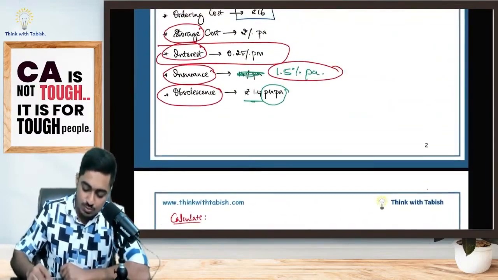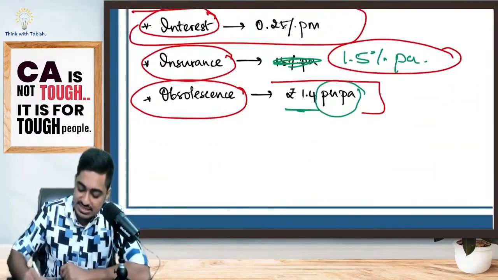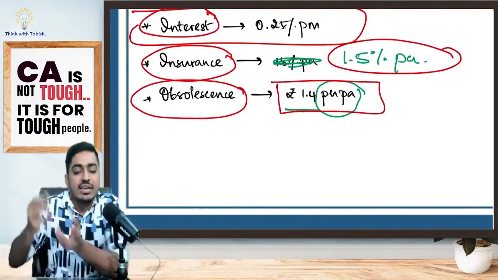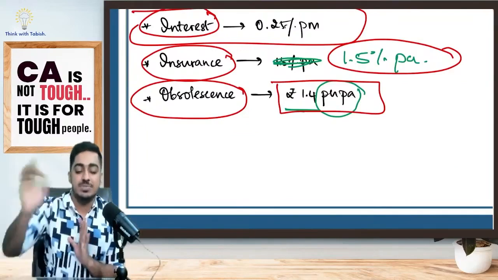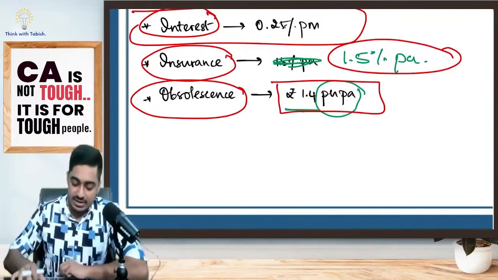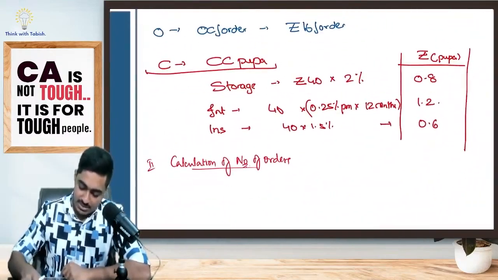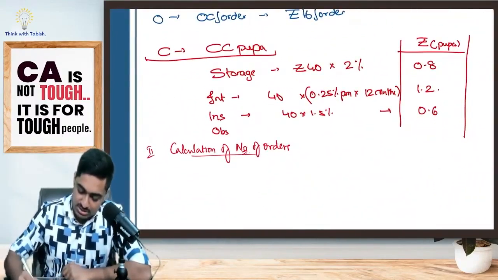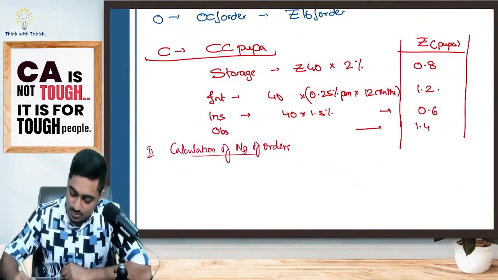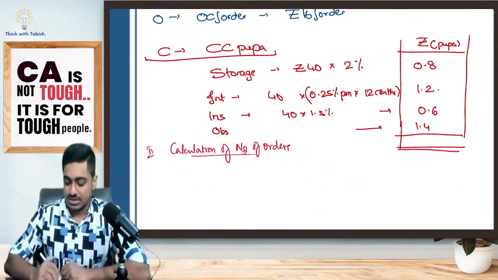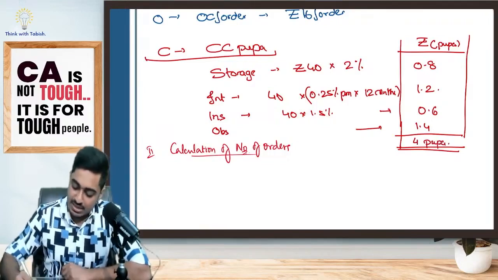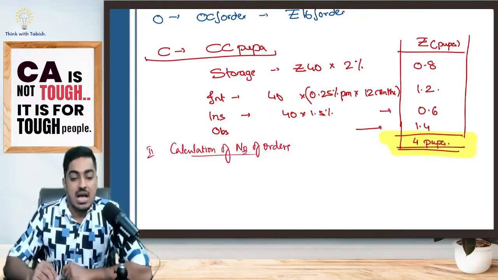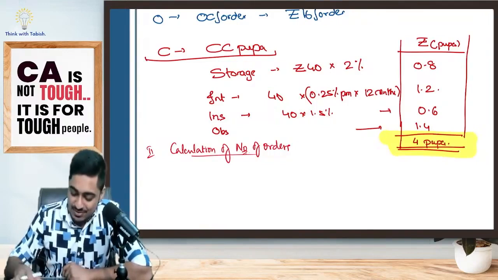Then what am I having? Obsolescence. If you look at obsolescence, it is directly given. What should I do? Directly write it. Very simple. Yes or no? The percentage is given, so put it on the purchase price. Directly given, write it directly. It is 1.4. So what is my carrying cost per unit per annum? 0.8, 1.2, 0.6, 1.4. It is going to be 4 rupees per unit per annum. Yes or no, everyone?